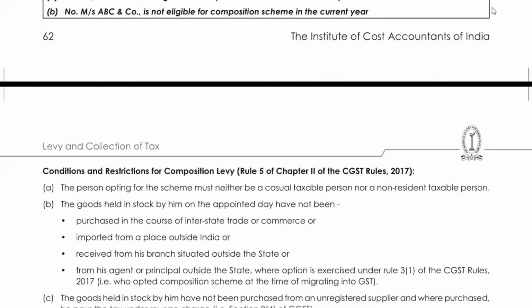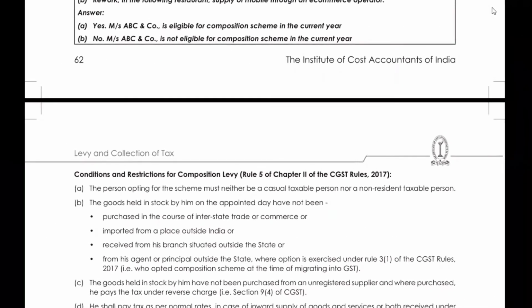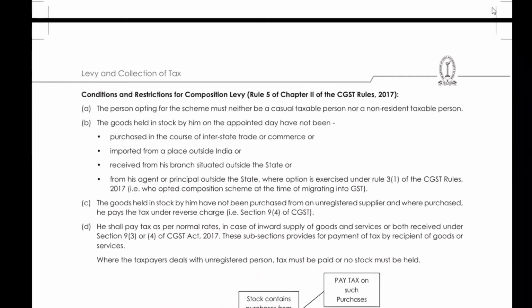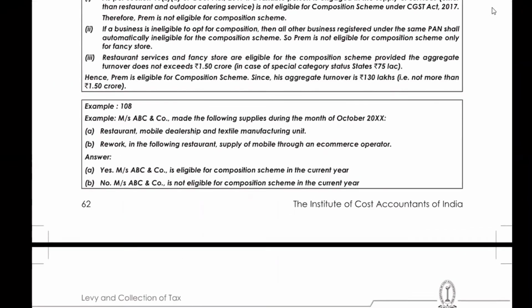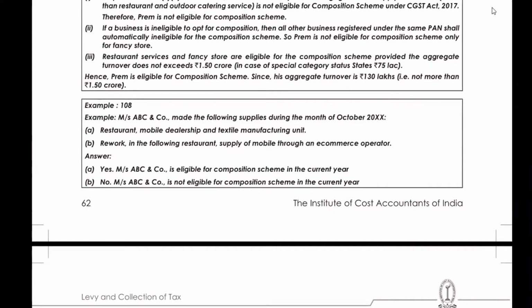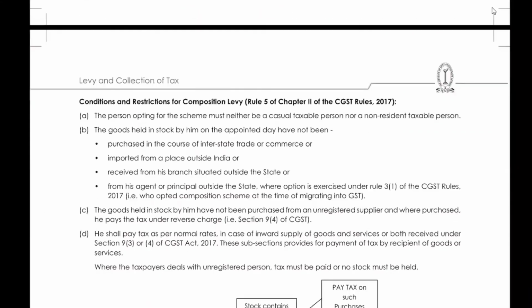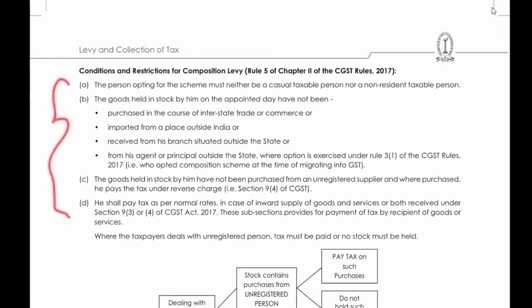Only one thing which I have not mentioned in the conditions is this one. I can read it now, but I cannot make you fully aware of it. They are saying that the goods held in stock by him on the appointed date have not been purchased in the course of interstate trade or commerce, imported from a place outside India, or received from his branch situated outside the state, or from his agent or principal outside the state, where the option is exercised under Rule 3.1 of the CGST Rules, who has opted for the compensation scheme at the time of migrating into GST.